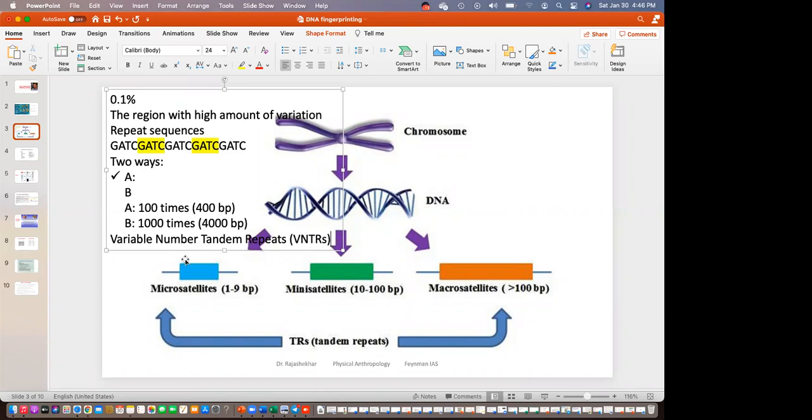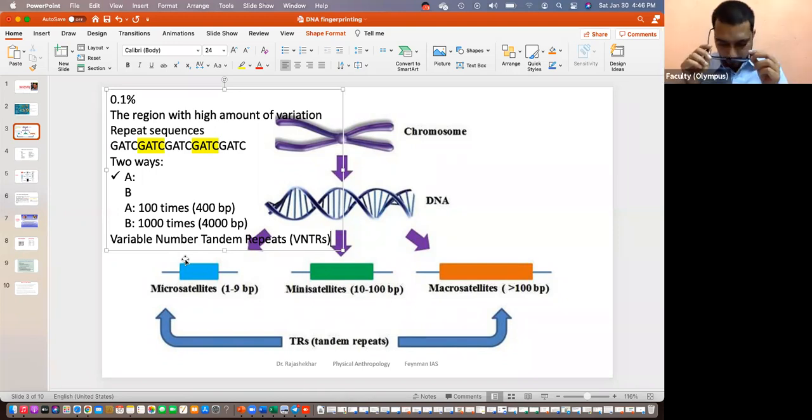Sir, is it possible that we have a variable number at different locations instead of one location where we are finding? Instead of 100, we have 1,000 at some other locations. Correct. That way we will miss out.